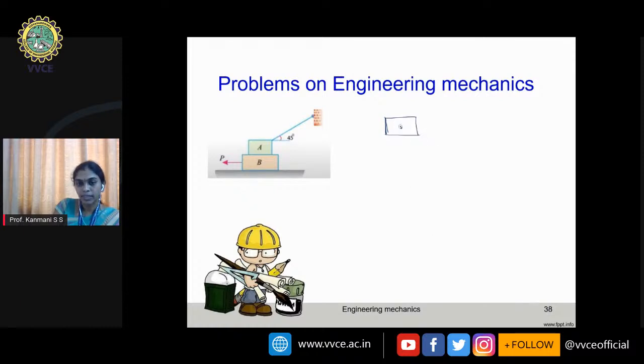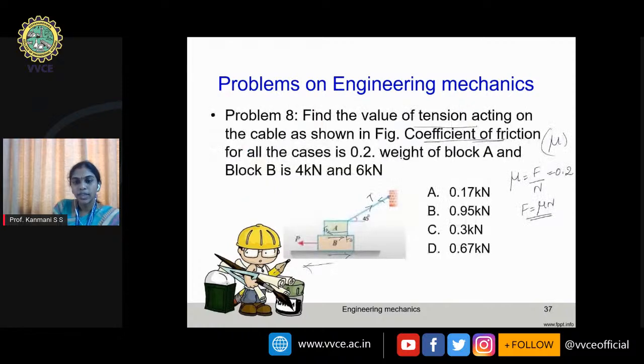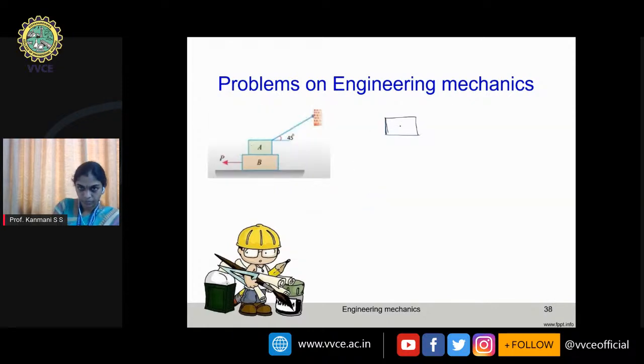Say this is point A. Block A is having a weight of, what's the weight? 4 kilonewton. Block A is having a weight of 4 kilonewton, and there is a tension force here. Tension means force should move away from the point, so I'll cut here. This angle will come. I'll call this as T. This angle is given as 45 degree.